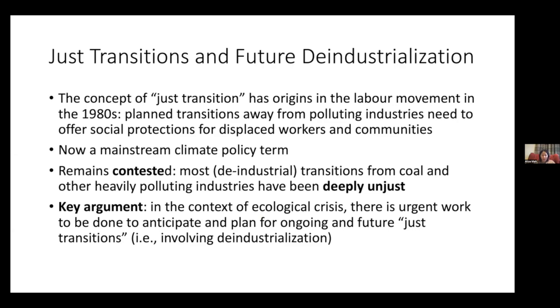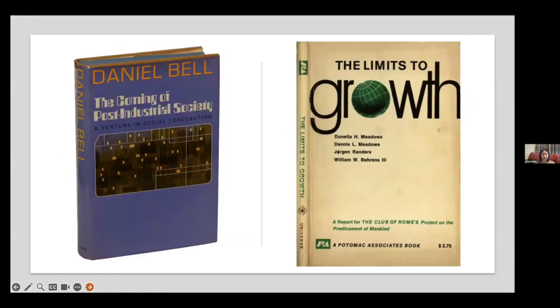The key argument that I want to put forward is that in the context of ecological crisis, we do need to do more work as scholars, as activists, as citizens, to anticipate and plan for future just transitions, both future ones as well as ones that are ongoing, that do involve deindustrialization. Because if we don't, we risk repeating the past and repeating the present. These will be deeply unjust and will burden the poorest and most vulnerable communities around the world, in different countries and regions.